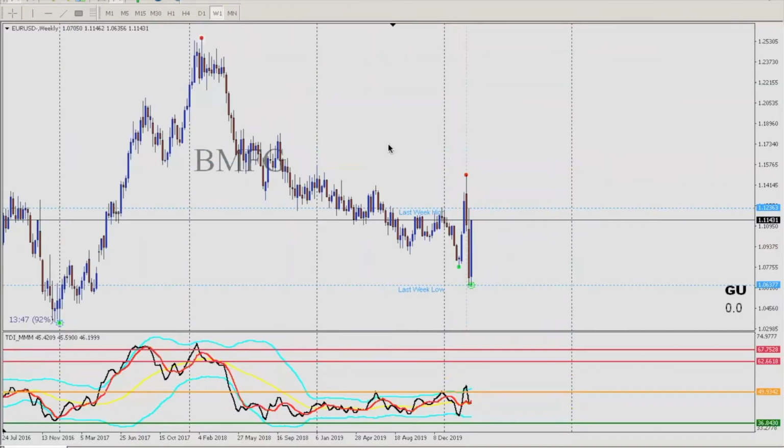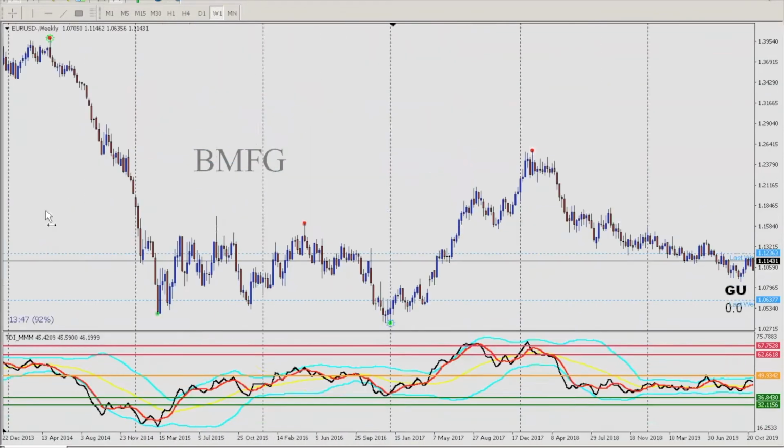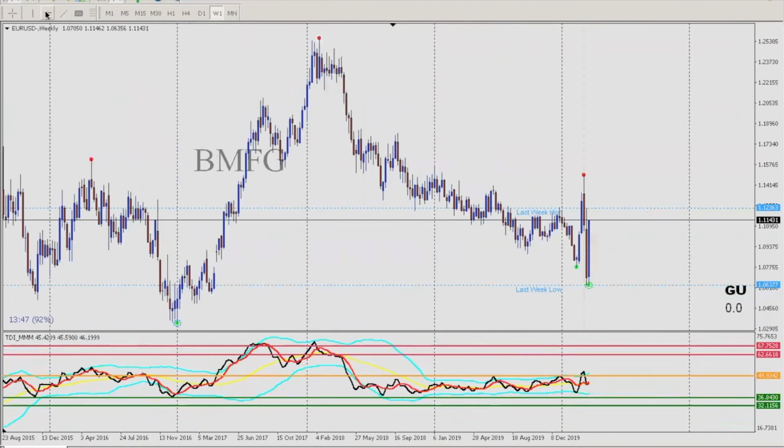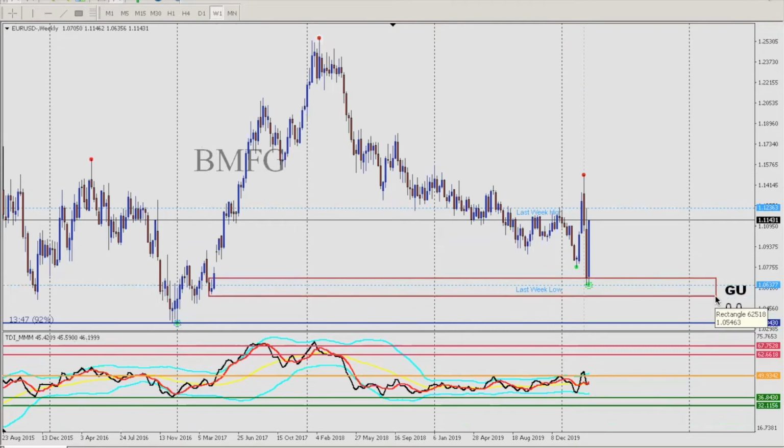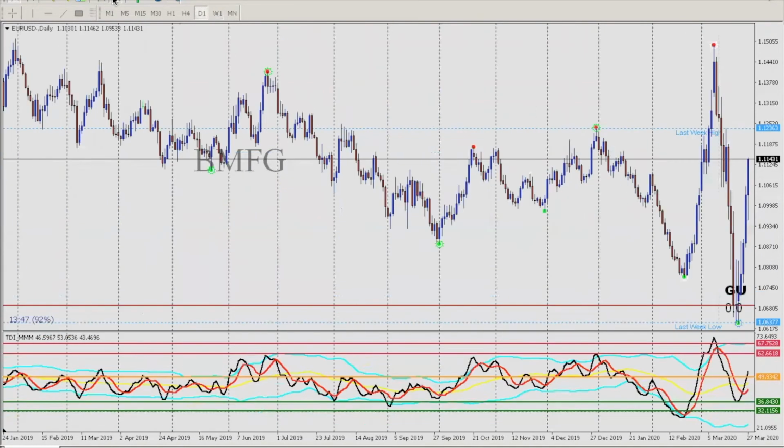So I'm looking at Euro USD. Its lowest point was at this point. And I'm looking at, we could say this could be a block, a buying block, or this could be our new buying block. And we see price did retest this, came back, retested and went back up. So we're looking at the daily charts to see what happened.